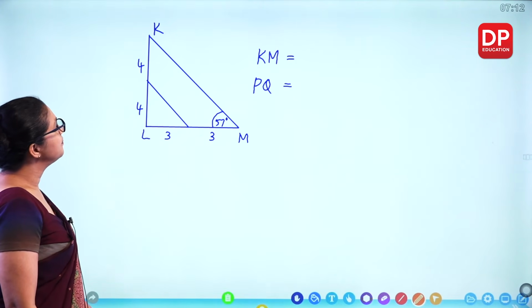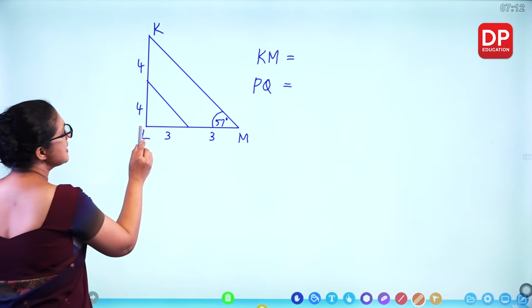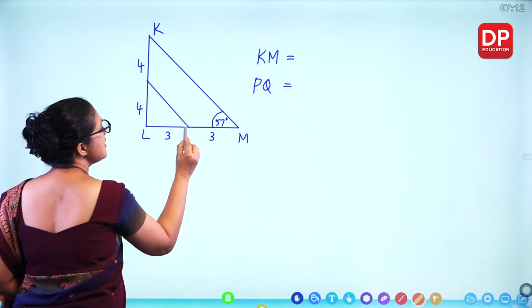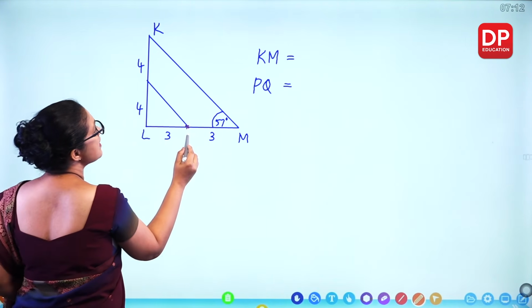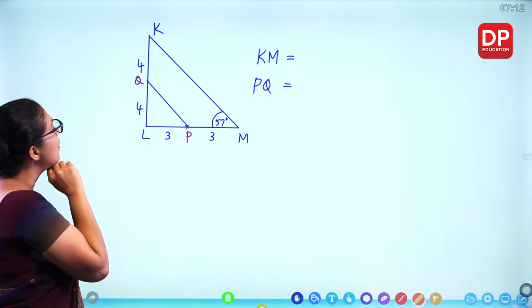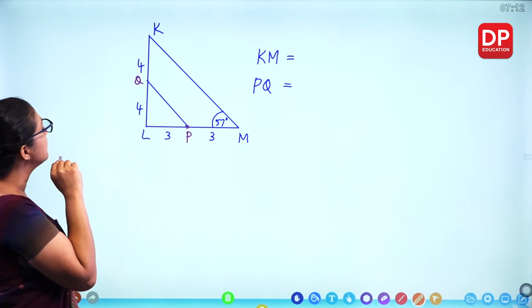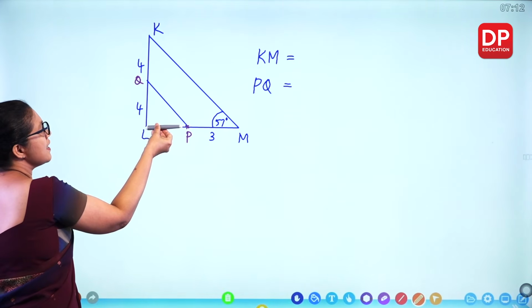Another triangle, KLM triangle. It says this is 3 centimeter, this is 3. So this is the midpoint. I'll take as P and this one is Q. What is KM length?